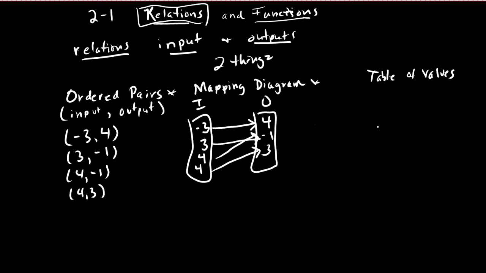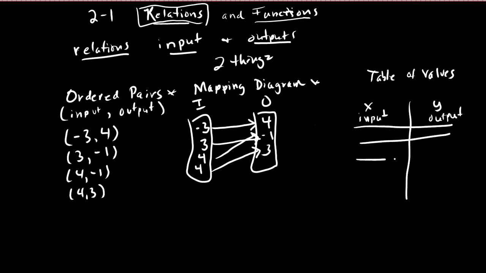And a table of values is going to take the same thing, right? An X, which is the input, and Y, which is the output. All right, so I've got my values here. I've got -3, 4 is my output for -3, then 3, -1, then 4, -1, and then I've got 4, 3. All right, so I've got ordered pairs, mapping diagram, and table of values.